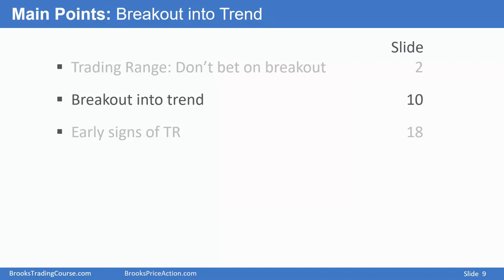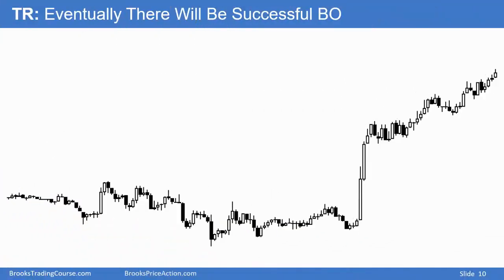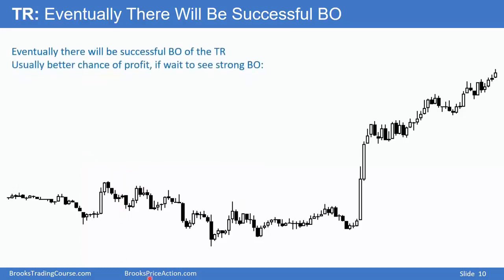All trading ranges eventually break into trends. The market's in a trading range, and then we have a couple of very big bull bars, closing far above the highs of the past 40, 50, 60 bars. Every trading range always leads to a successful breakout. You have a better chance of a profit if you wait to see a strong breakout.